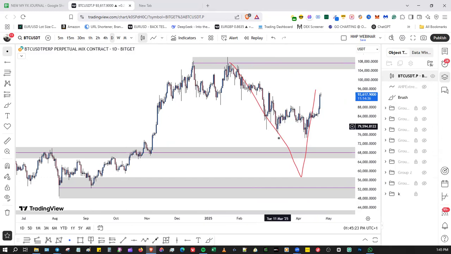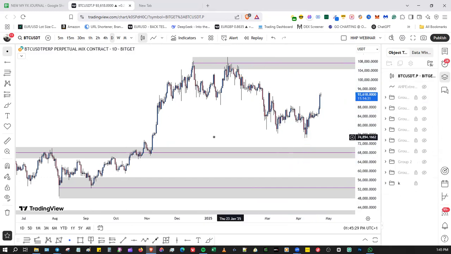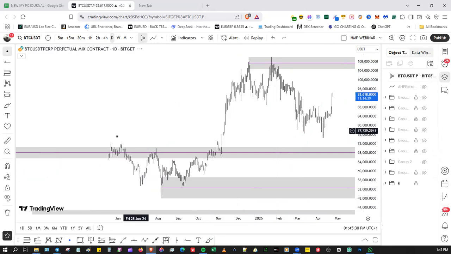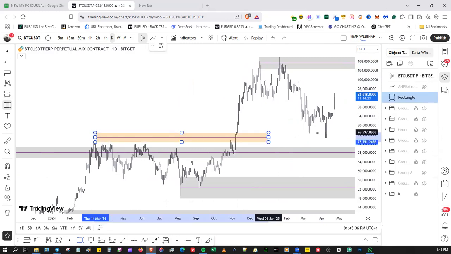See what happened on Bitcoin. Bitcoin engineered liquidity closer to this key level. Remember, this was a previous level of resistance that was broken. Price is coming to retest it as what? Support. Is that very clear?